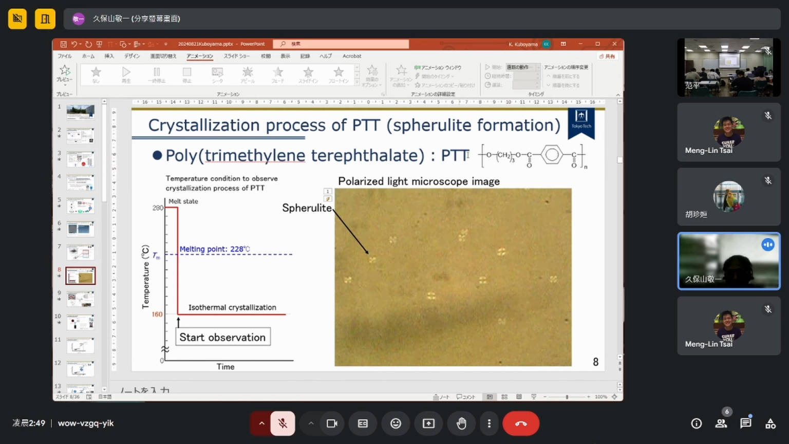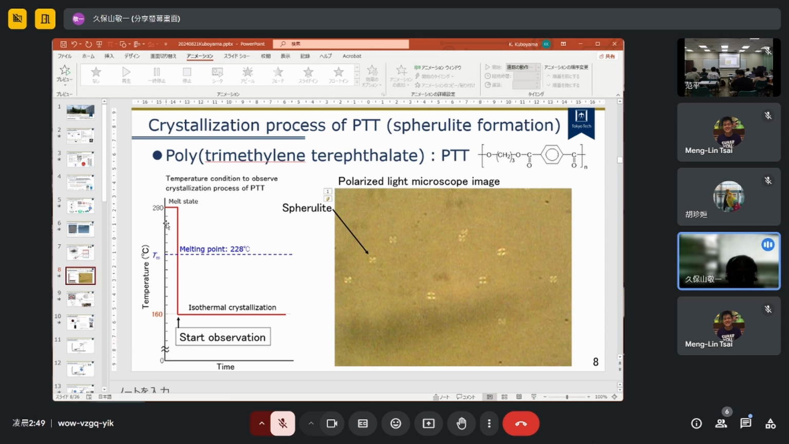So the feature of this one is trimethylene terephthalate. If the number here is 2, that is PET, polyethylene terephthalate. And by using this sample, I tried to make a spheroid at the higher temperature. So this figure is the temperature condition to observe the crystallization process of PTT.